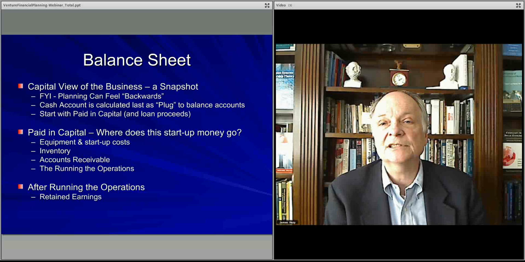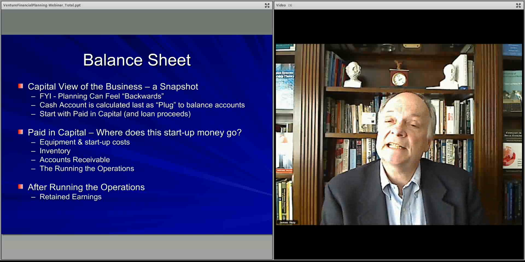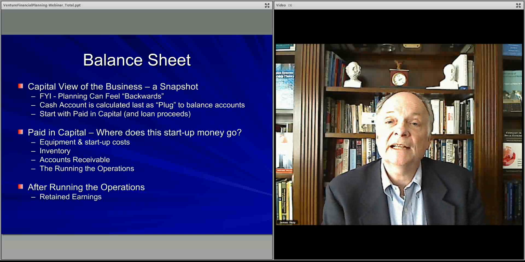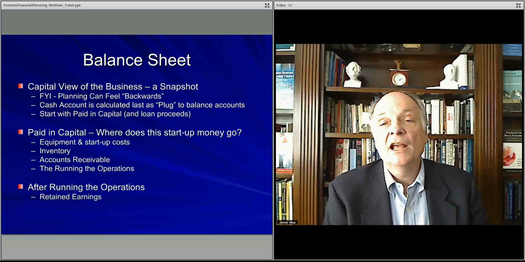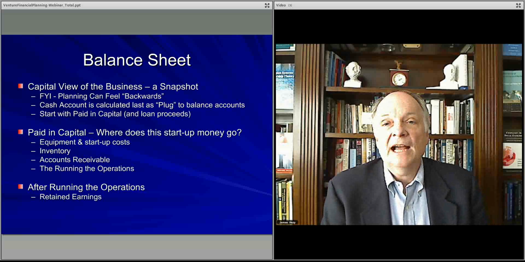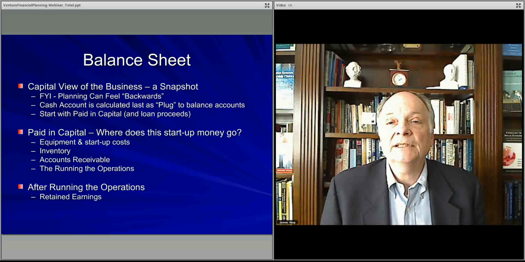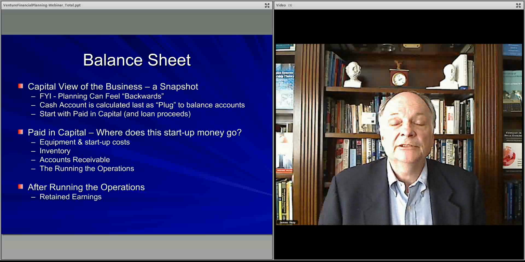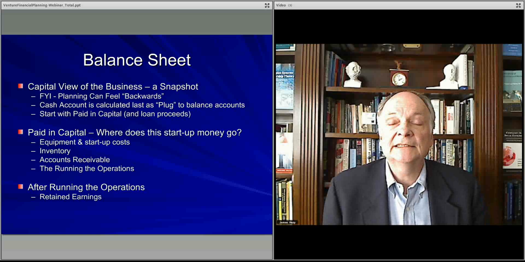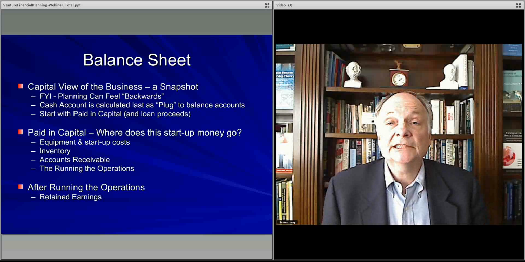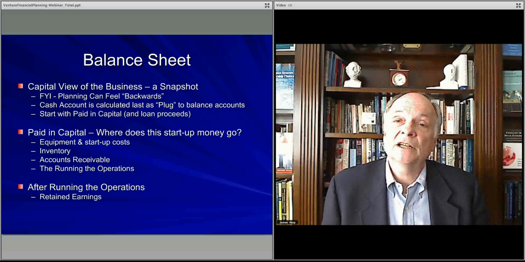That's not the first thing you plug in. The cash account is really what's called a plug. It's the last thing that's calculated. Why? Because you have the fundamental equation of accounting: assets are equal to liabilities plus equities. You know you're going to borrow money. You know you're going to have equities. You know you're going to buy assets. One of those assets is cash. You know what all these things are going to cost. How much cash will you have left over when you equate the two?